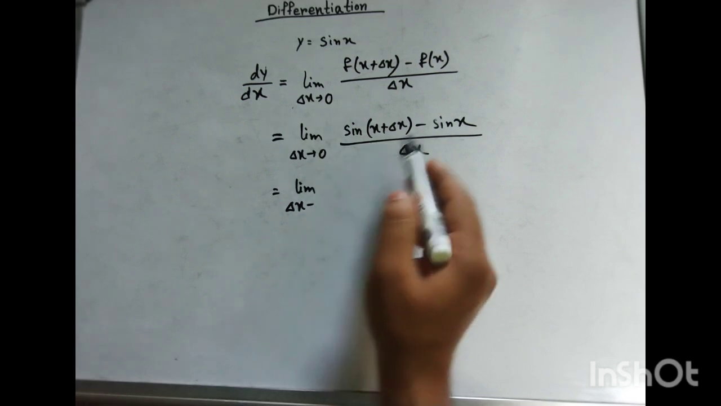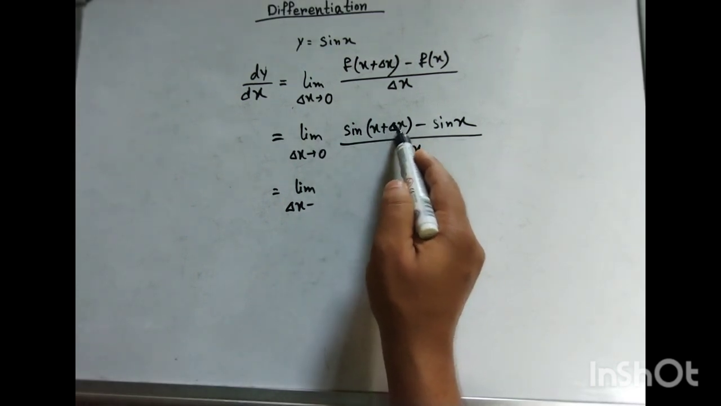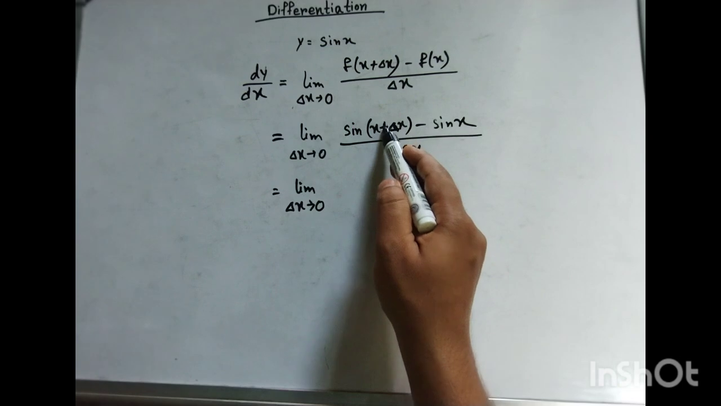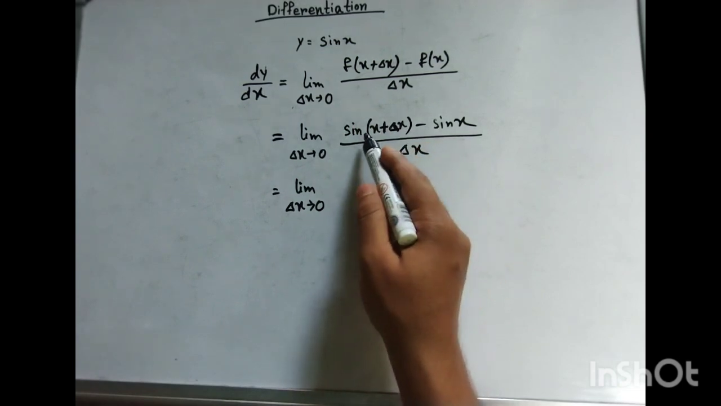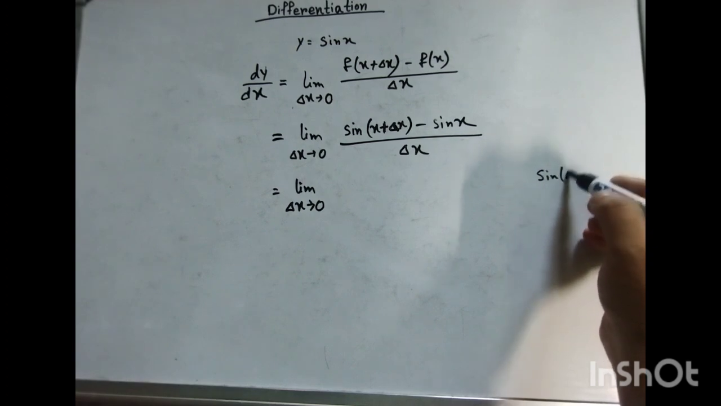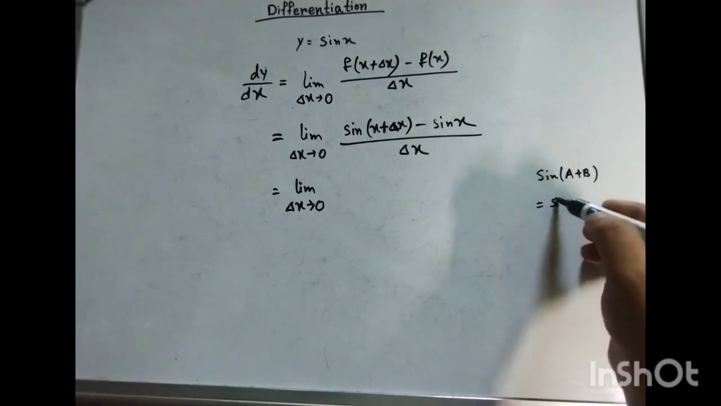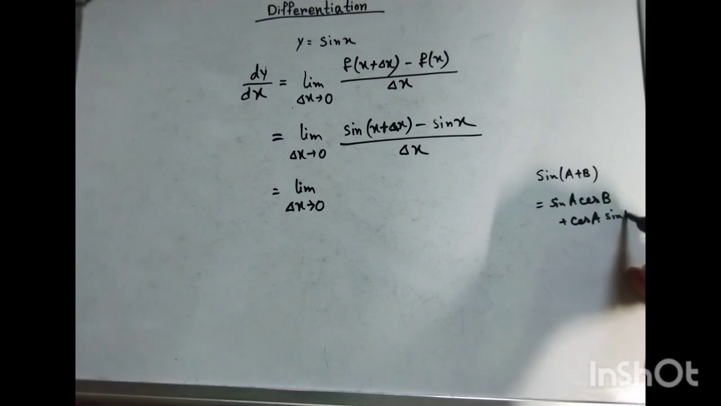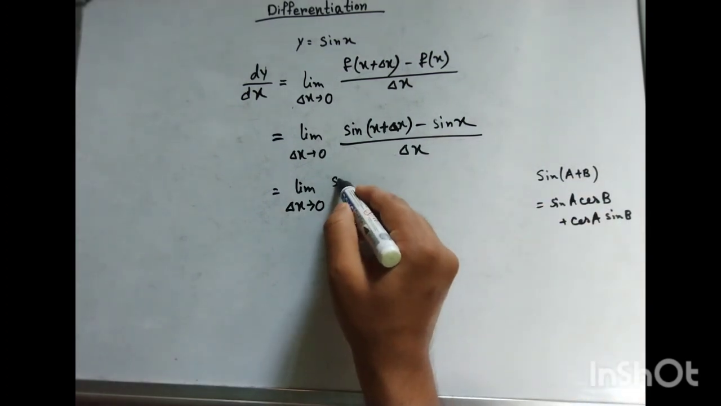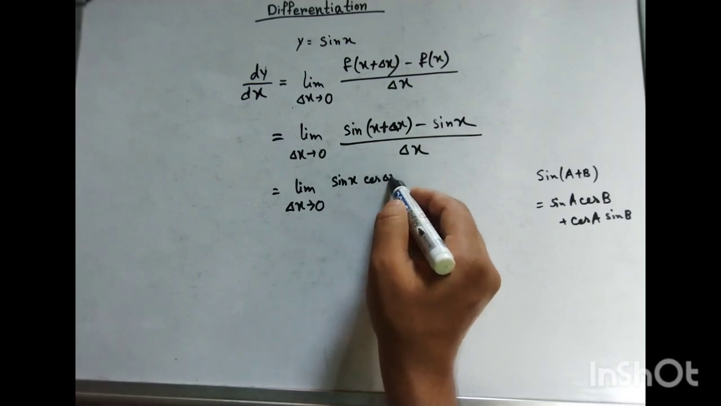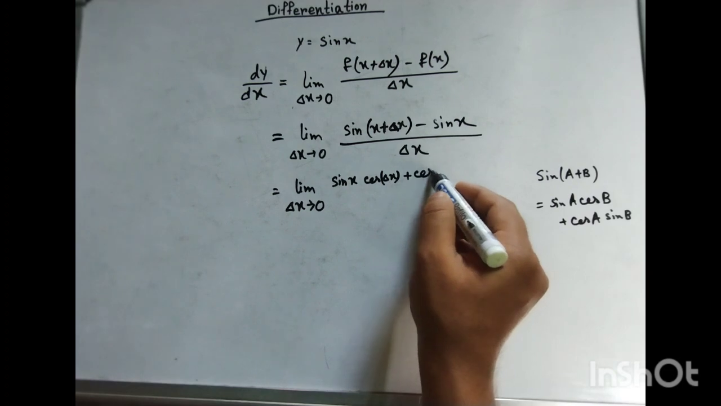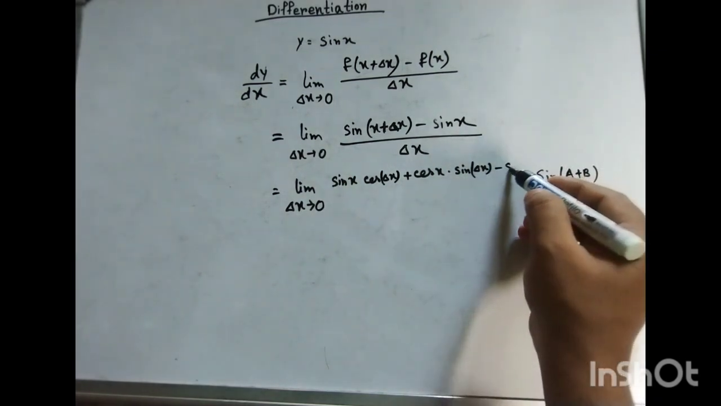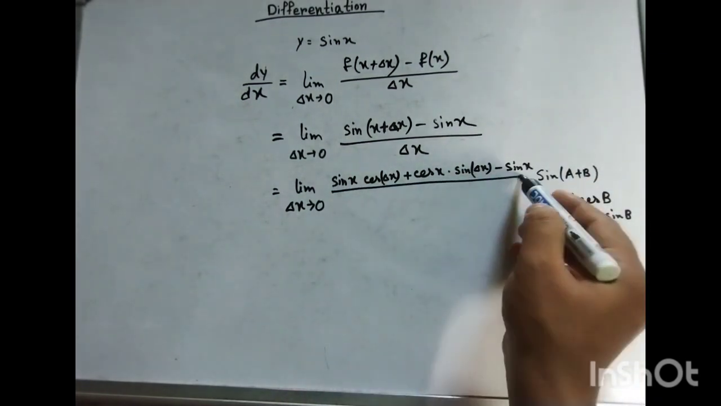Limit delta x tends to 0 means delta x is close to 0, or the value of delta x is approaching to 0, and we know the formula sine of a plus b. What is it? Sine a cos b plus cos a sine b. We'll apply that here. Sine x into cos delta x plus cos x into sine delta x, minus sine x, by delta x.